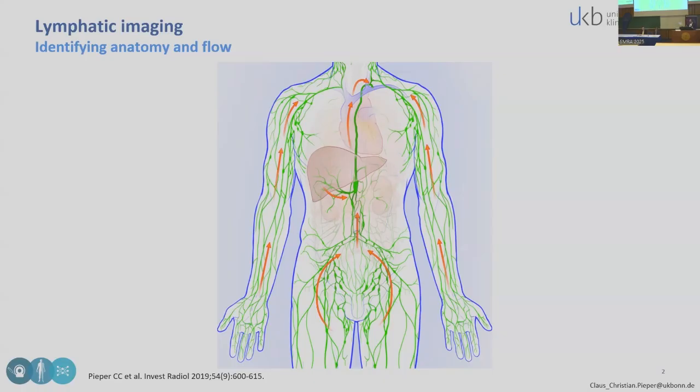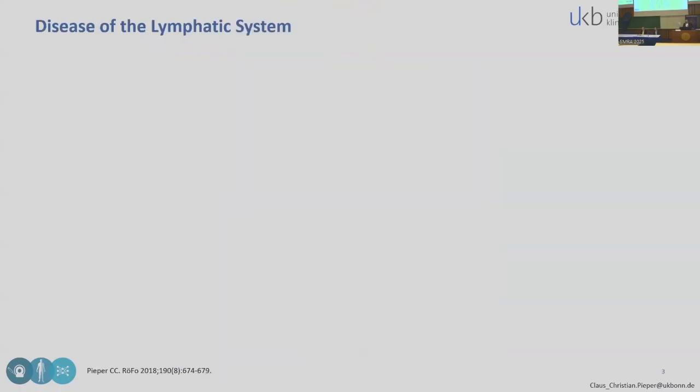Obviously, the central lymphatic system is a unidirectional system in contrast to the arterial venous system. So the flow always goes from the periphery, from the organs, towards the venous circulation, to the venous angles. So we have to consider that when we do contrast enhanced studies.